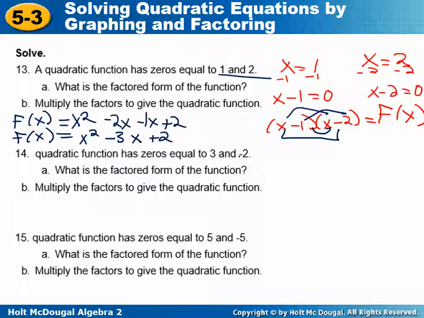Note that in 14, one of your zeros is negative. So we would add 2 to both sides and get x plus 2 equals 0 as one of our factors, and x minus 3 equals 0 as our other one.